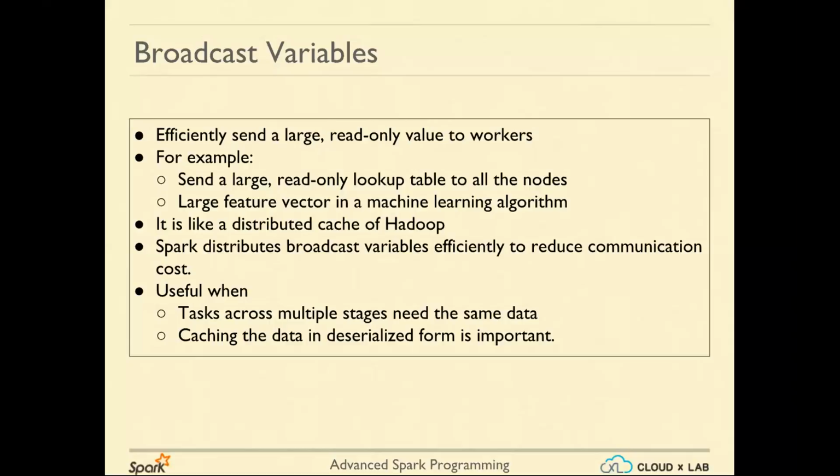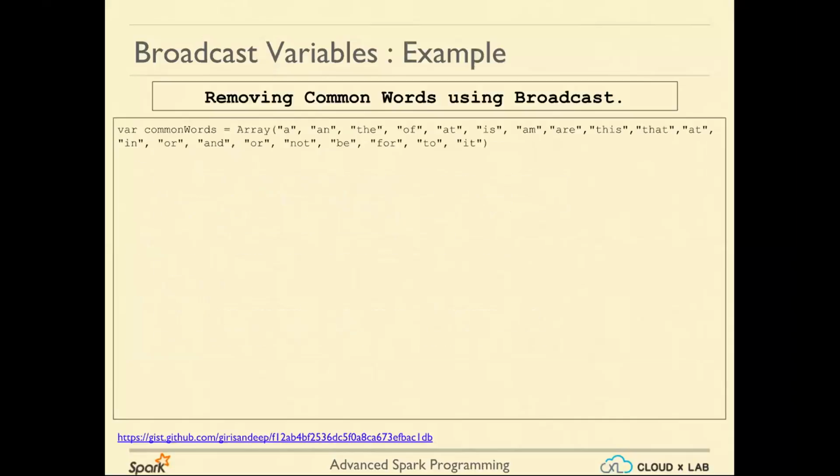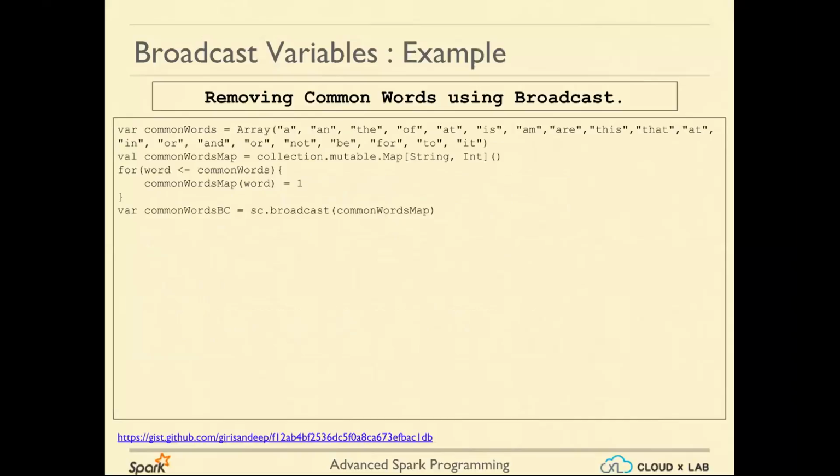So when you need the data to be on all the machines, then you generally prefer to use the broadcast variables. Now, let's take a look at how to use broadcast variables. Imagine that we have the variable containing all the prepositions and very common words, and then we are defining a hash map containing the word and one. Then we are creating a broadcast variable around this hash map.